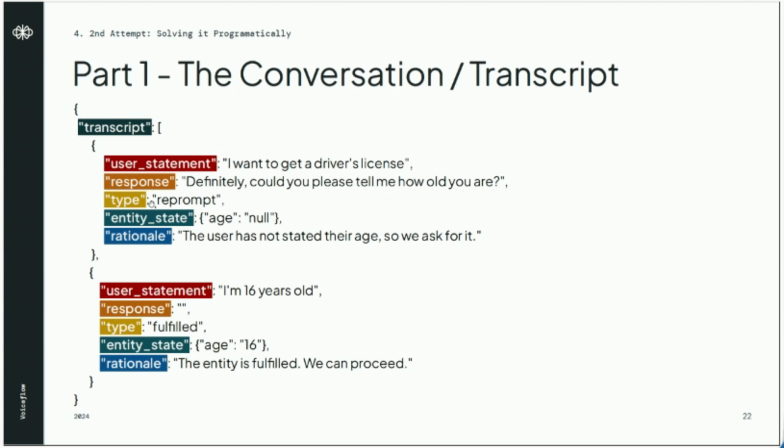And then we have this type here that says whether the action needed is a reprompt, because you didn't give me the age, which is what we needed to fulfill the entity, or whether it is fulfilled, because you did indeed give me the age, right? And then the rationale is just for some chain of thought reasoning that we can evaluate as well.